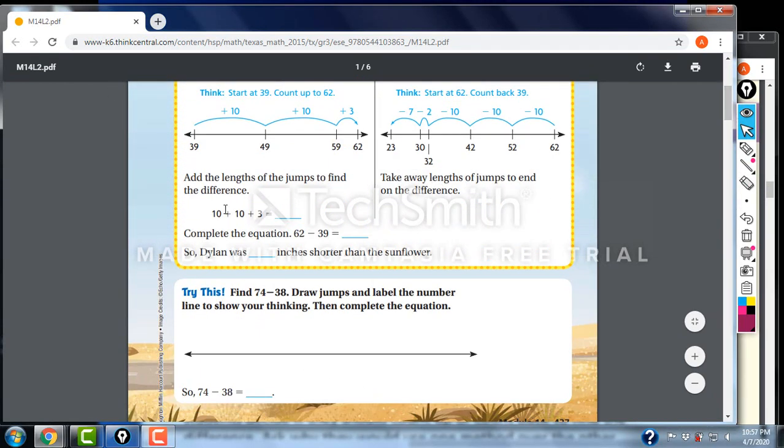So when you add the lengths here, it's 23. And complete the equation here. 62 minus 39 is 23. So Dylan was 23 inches shorter.